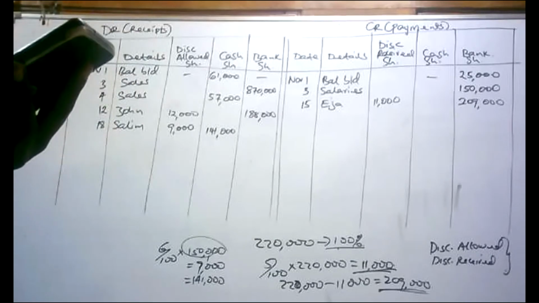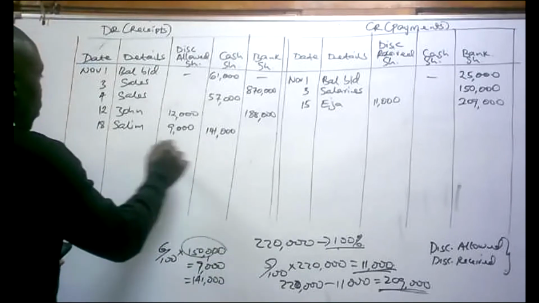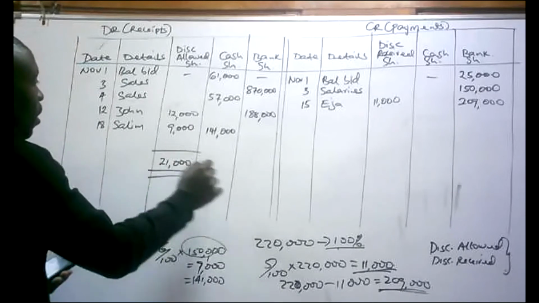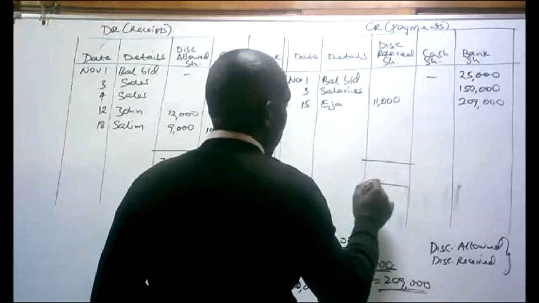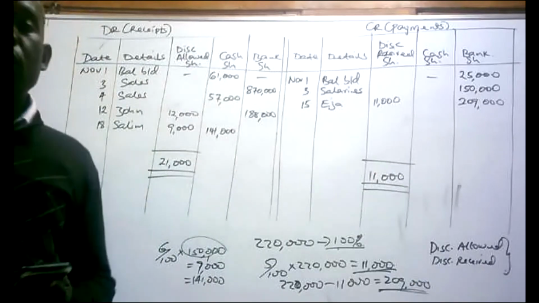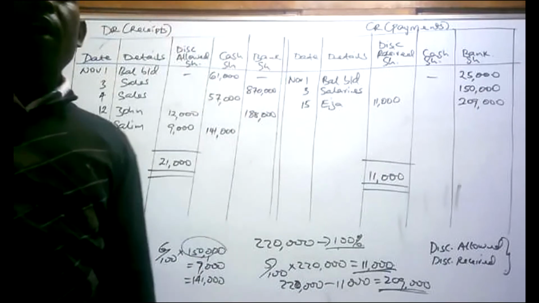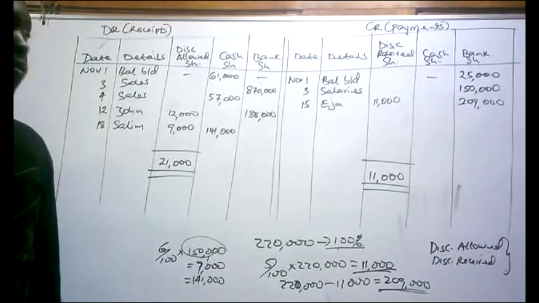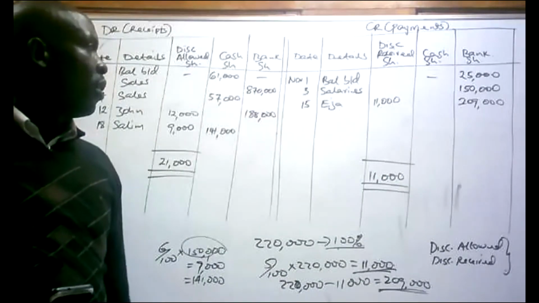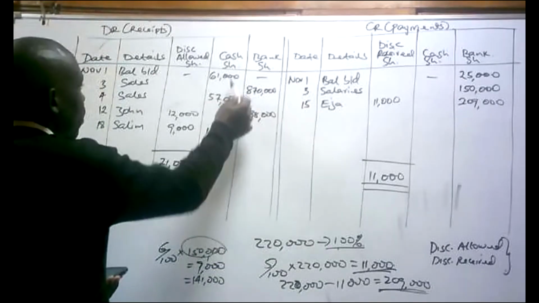The other thing that you need to remember: the discounts, we don't balance them. For this one, you just write 21,000. For this one, you just come here and write 11,000. We don't balance them because discount received and discount allowed are different accounts. But the cash here and the cash here is the same account, so we need to balance it. For this side, the cash will be more.